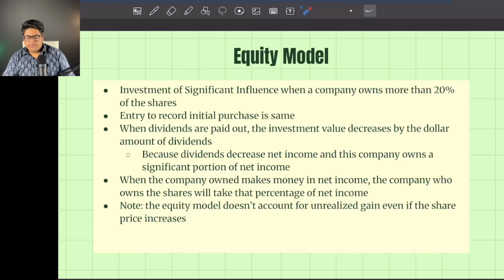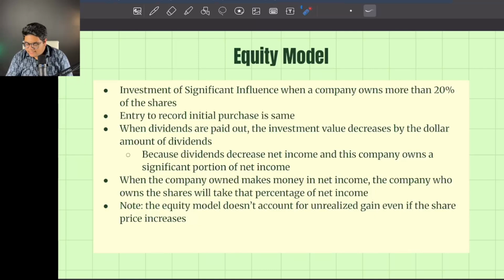So this is when you have an investment of significant influence where a company owns more than 20% of the shares. What this does is now you likely get a board seat. You can control the decisions of the company. So now you have significant influence in the company. Right, so the entry to record the initial purchase is the same, debit investment, credit cash.